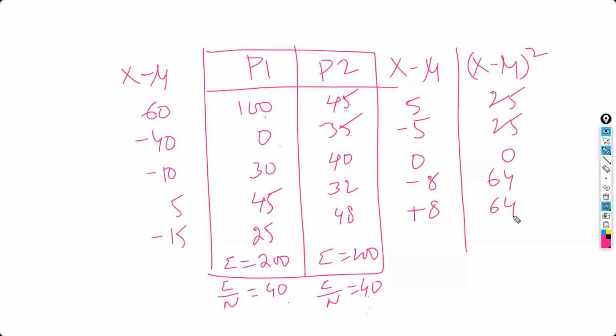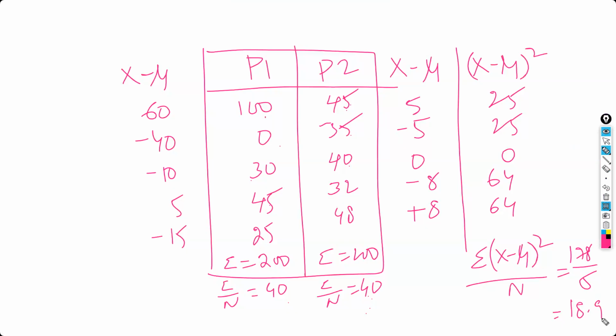Now, how to calculate the mean of this column? You just have to take the total of this column divided by the count. What value are you going to get? 178 divided by 5, which is nothing but 18.6 or 18.8. Whatever the number is, 18 point something, that is the mean value, that is the mean square deviation.